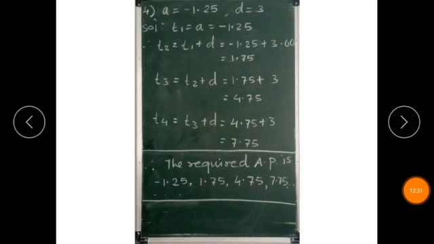In this way, now you must have understood how to solve this question. Question number 4. A is given as minus 1.25 and D is given as 3. So write down T1 is equal to A is equal to minus 1.25, T2 is equal to T1 plus D, which is equal to minus 1.25 plus the difference D, which is 3. You can write 3 as 3.00, therefore it is equal to 1.75. Similarly, find out T3 and T4 and we get the required AP.